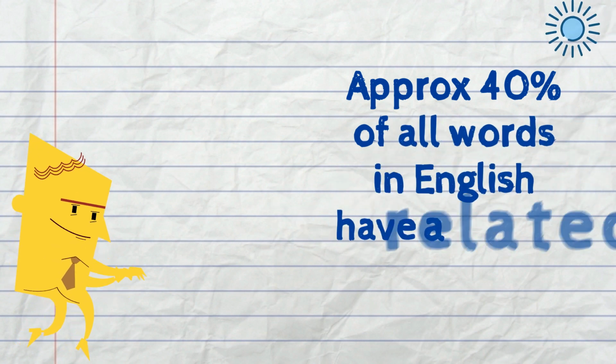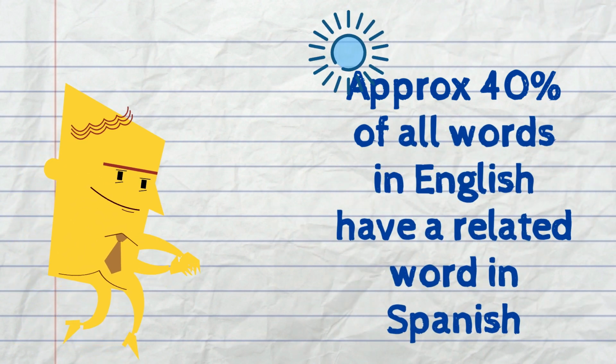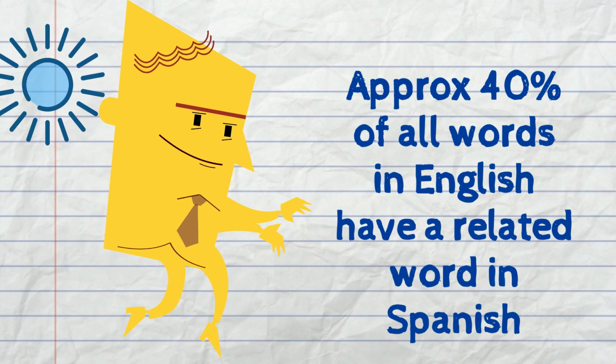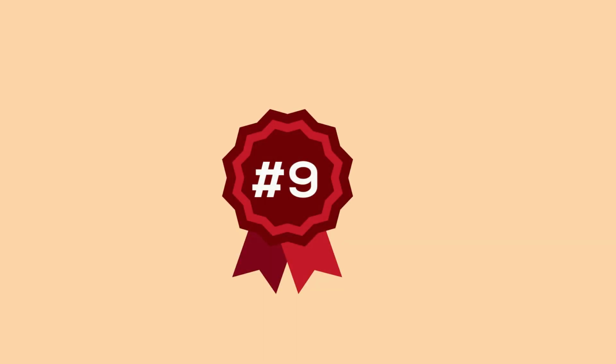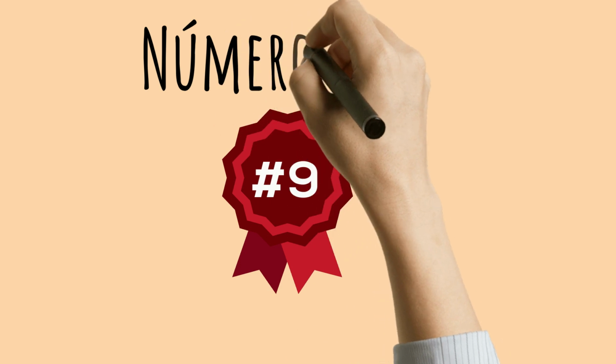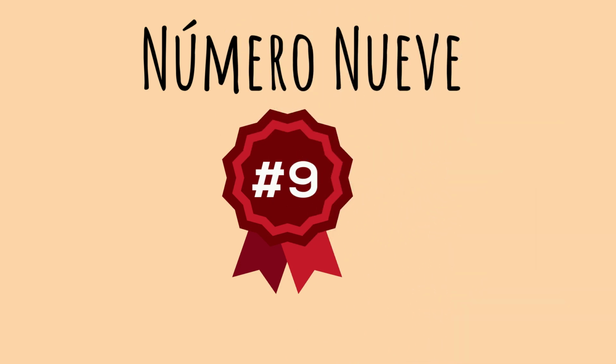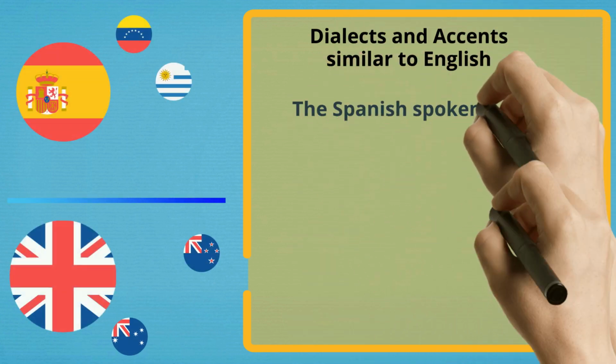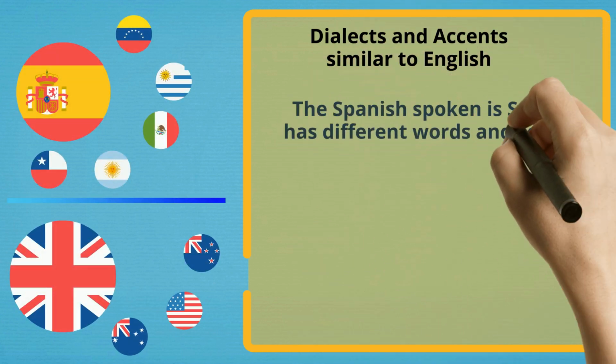Approximately 40% of all words in English have a related word in Spanish. That percentage is huge, 40%. Number 9. Número 9. Are you beginning to see the whole picture? Try making connections between both languages. The more connections you make, the easier it will be for you to learn the language, because you'll be able to look back at something in common both languages have.